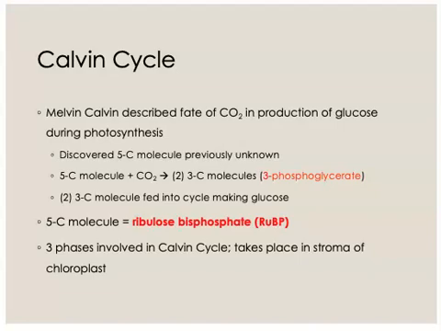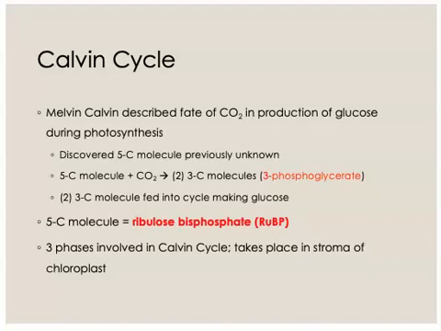So let's talk about the details of the Calvin cycle. The Calvin cycle got its name because it was named after the scientist who outlined the events that occur during that cycle, during that production of carbohydrate. Melvin Calvin was his name, and he was interested in what happens to the carbon dioxide that gets taken in by photosynthetic organisms in the production of glucose.